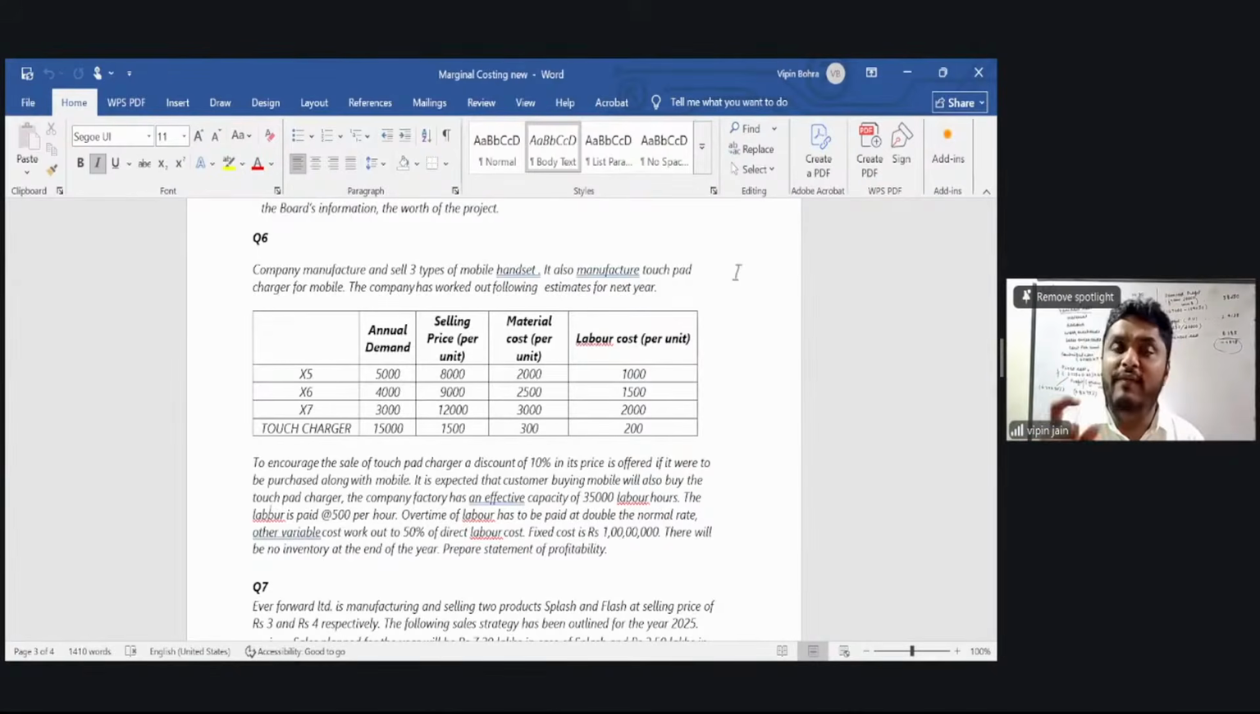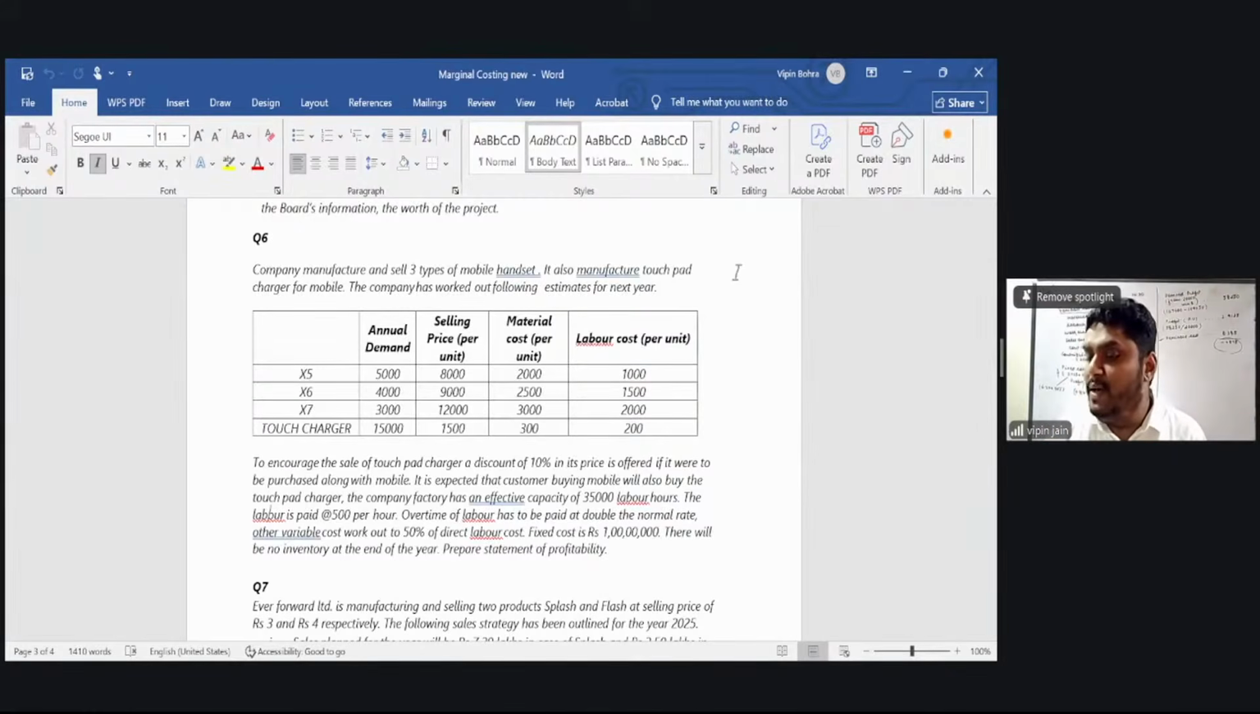So the first very important point here is that we have to calculate the overtime hours. What you have to do is very simple: our capacity is 35,000 hours. Just check how many hours are consumed for manufacturing X5, X6, X7. Let's say it is 40,000 hours, it means 35,000 hours we will pay at the normal rate, and the remaining 5,000 hours we will pay at the overtime rate, that is double the normal rate. I'm giving you enough hints. I just want you to attempt the question.